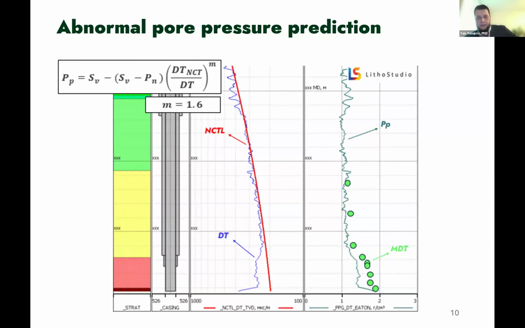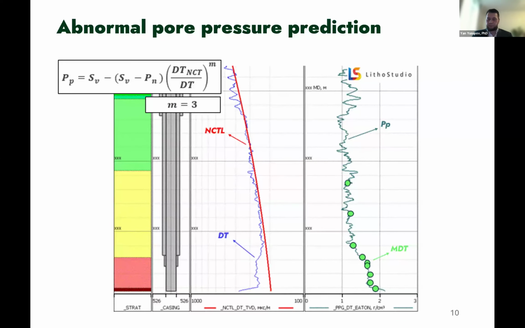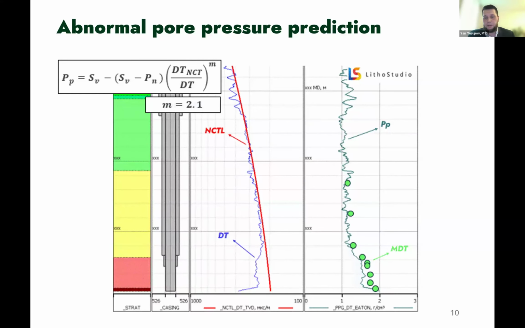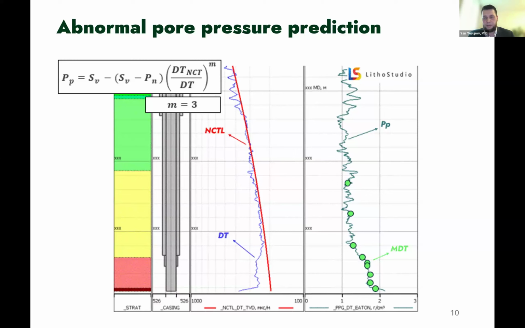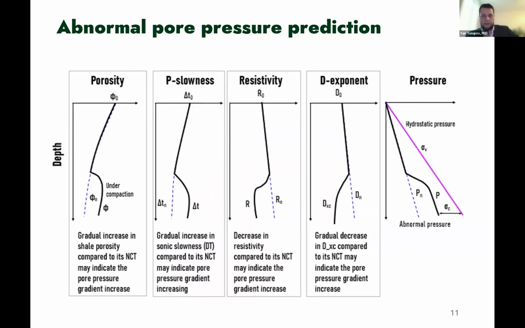Using the normal compaction trend line and acoustic logging that we can see here, and having MDT parameters, we can estimate the pore pressure prediction profile and understand which mud weight must be safe for this case to avoid drilling events associated with gas showings, kicks, losses, and other dangerous mud weight or drilling events. Also, as well as acoustic logging, we can use porosity data, resistivity data, the d exponent, and density for assessment of abnormal pore pressure prediction.